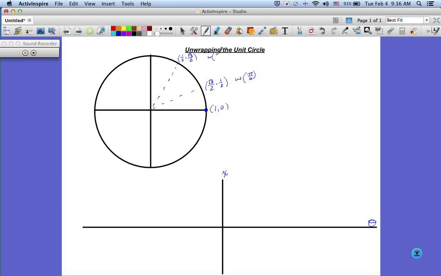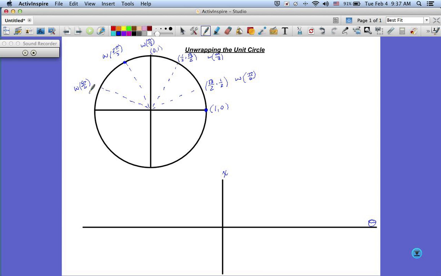And this one was a wrap of 2 pi over 6, which we all know reduces to pi over 3. 3 pi over 6 is right here, and that reduces to pi over 2. That gives us a coordinate of 0, 1. 4 pi over 6 reduces to 2 pi over 3. 5 pi over 6 does not reduce. So 5 pi over 6 is over here.